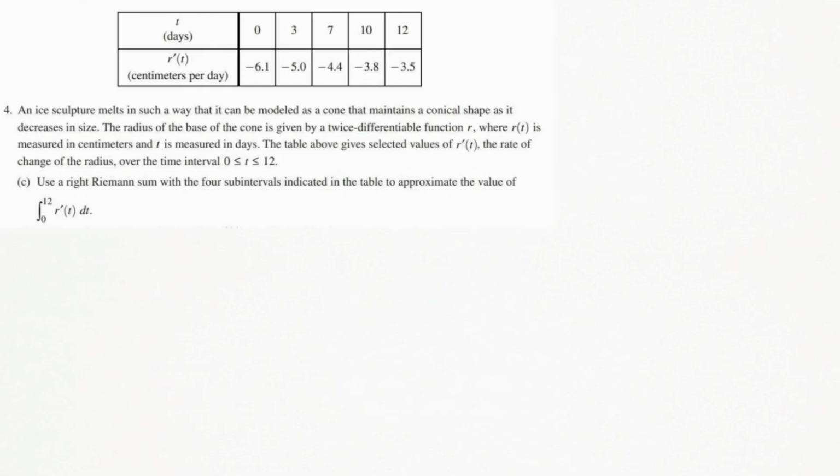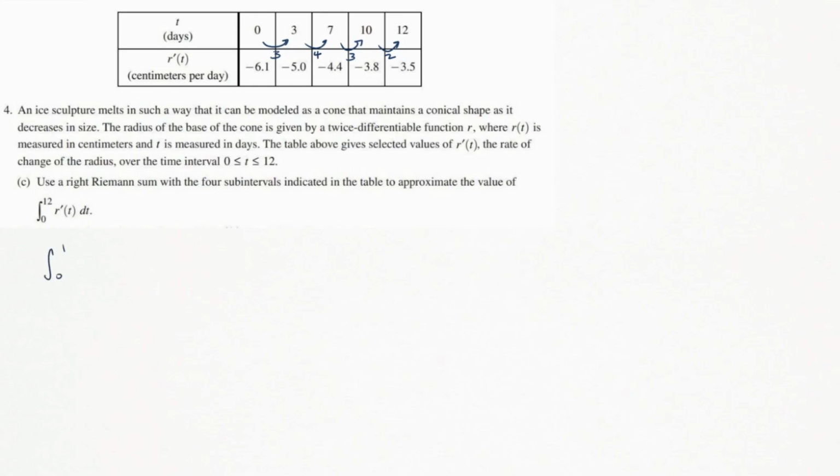In the next part, we're to use a right Riemann sum with 4 subintervals indicated in the table to approximate the value of the integral from 0 to 12 of r prime of t dt. So we first see that the widths are 3, 4, 3, and 2. These are the widths that we're going to multiply with r prime of t.